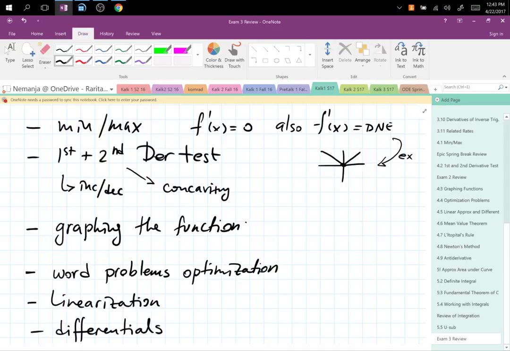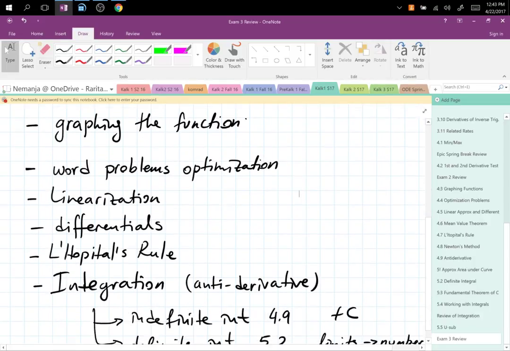And then we have differentials. Differentials approximate the change, not the value itself, but the change. So now what I have is the way to compute that as well. So that's the differentials. Could be a word problem also. We'll take a look at some examples when I'm done with the overview.